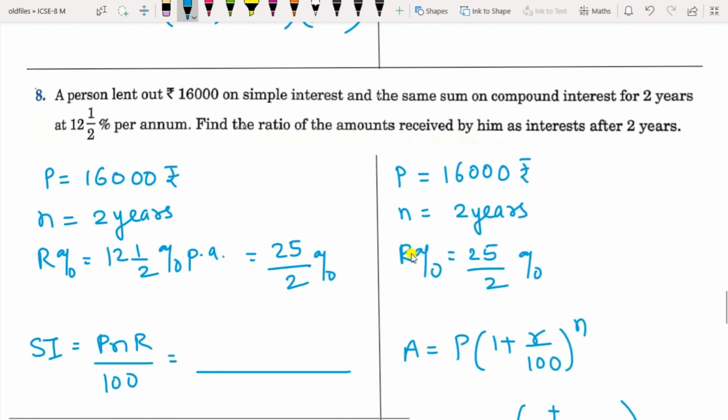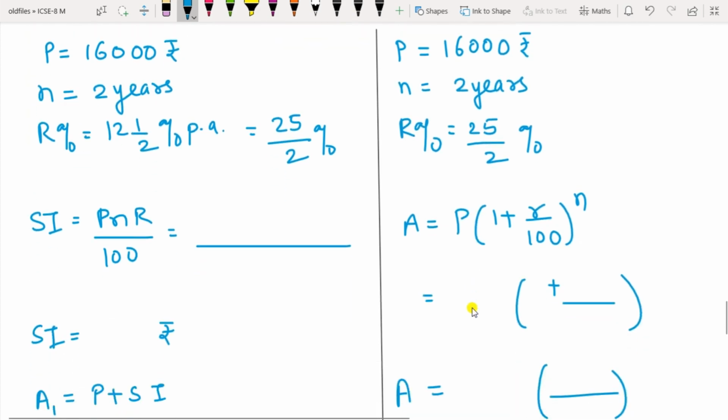Question 8. A person lent out 16,000 on simple interest at the same sum on compound interest for 2 years at 12.5% per annum. Find the ratio of the amounts received by him as interest after 2 years. So P is 16,000, N is 2 years, R percentage is 12.5%, that is 25 by 2. So the same amount he has lent it out for simple interest, and the same amount if they lent it for compound interest, then what will be the ratio of the amount that you have to find. So take the same numbers for P and R in both the cases.